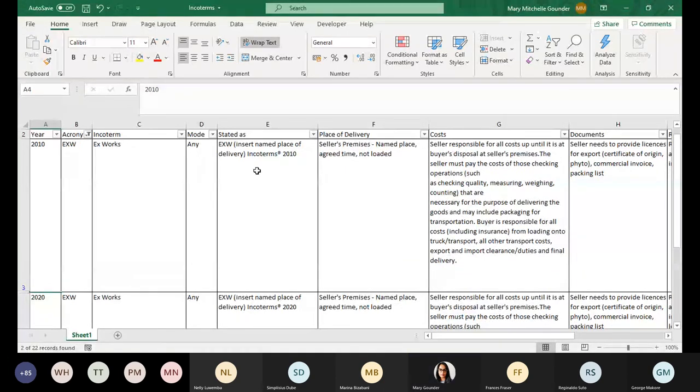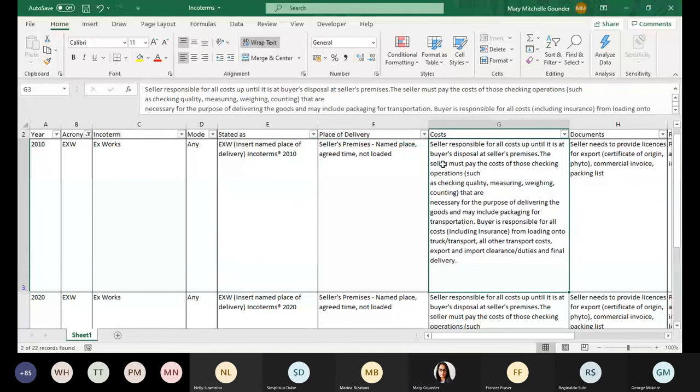Okay, so if you look at Ex Works, also similar to 2020, you'll just write EXW, your warehouse address where I'll be picking up the goods. So your place of delivery is the seller's premises, your named place, agreed time, and the fact that it won't be loaded. So wherever I get to be the transporter, the loading really is the buyer's responsibility, right? Which is me. Okay, so you are responsible for all costs up until it is at my disposal at your warehouse.